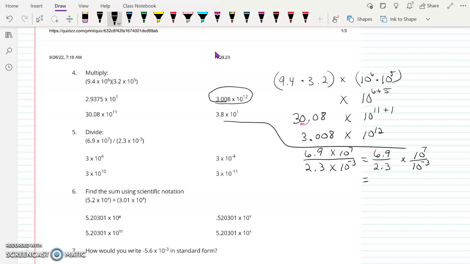So 6.9 divided by 2.3 is 3. And when we handle these powers, because we're dividing like bases, we're going to subtract those two powers. We have a minus, so that's going to change to plus a positive. So that means our final answer is 3 times 10 to the 10th power. And that was that one right there.